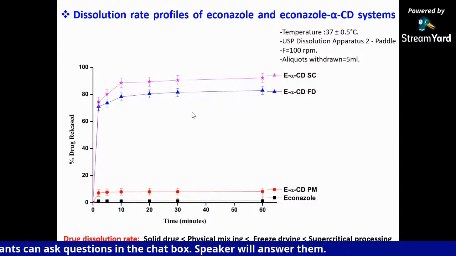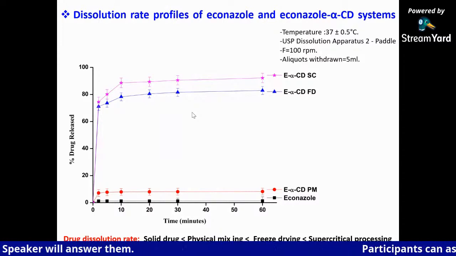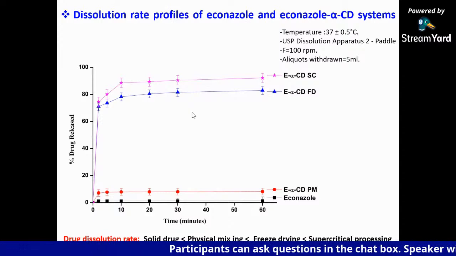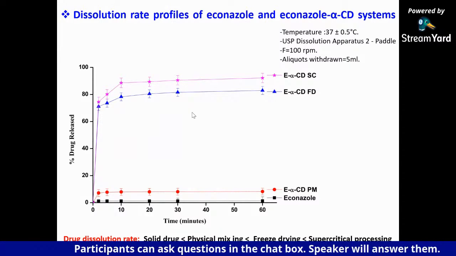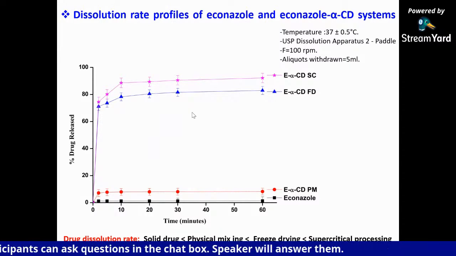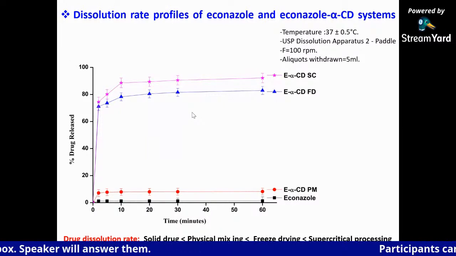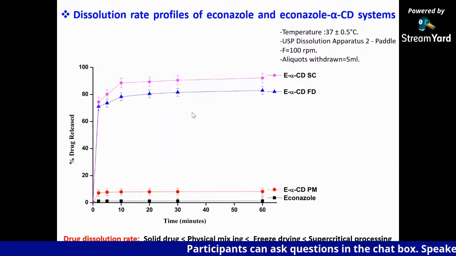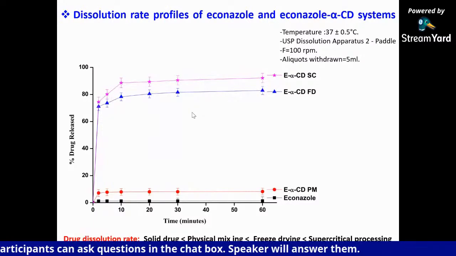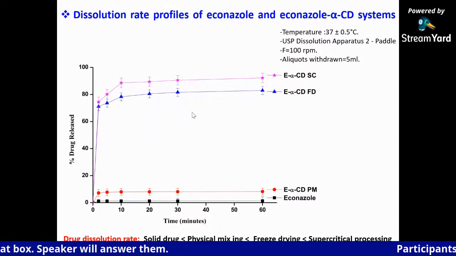And as we can see from the dissolution rate profile, the dissolution rate of econosol is very much lesser. It's even lesser than 5% of the drug being released over the time of 1 hour, that is 60 minutes. The physical mixture showed a slightly better dissolution rate. However, the supercritical carbon dioxide processed and freeze-dried products showed greatly enhanced dissolution rates. And we can see from the image, we were getting about 90% within 60 minutes, even for the alpha cyclodextrins.